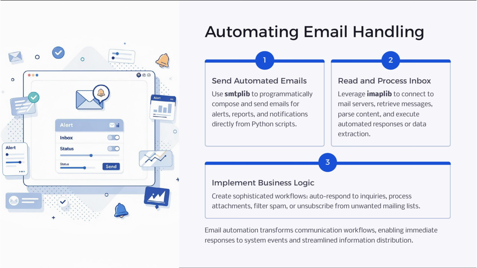Automating email handling involves using smtplib to send alerts and reports directly from Python scripts. With imaplib, connect to mail servers to retrieve and process messages, enabling automated responses. Implement business logic to auto-respond, process attachments, and filter spam, transforming communication workflows for immediate responses and efficient information distribution.